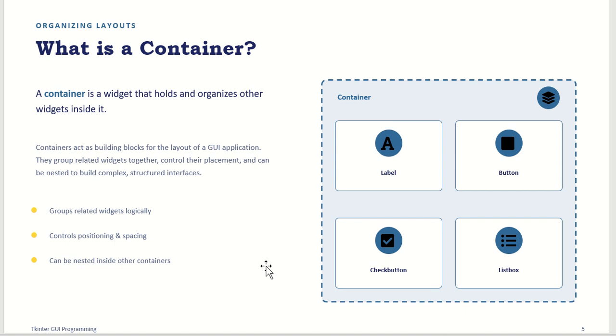Let's see next. When we are using Tkinter, we have the concept of container. So what is a container? A container is a widget that holds and organizes other widgets inside it. It is a building block for the layout of a GUI application, where we can put all our widgets like label, button, check button or list box or any other widget. You can see the image here which shows the basic layout of a container, which holds all the widgets and is used for organizing them, right?